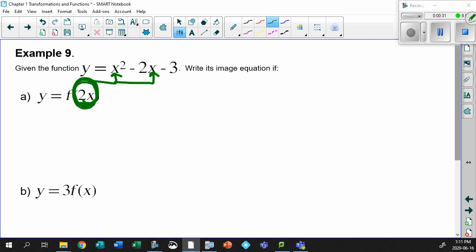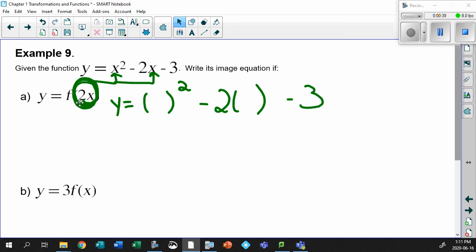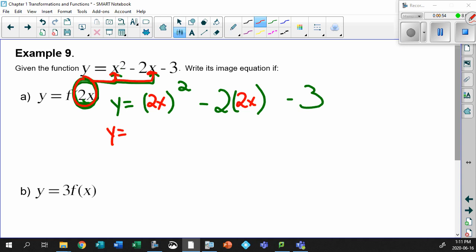What does this mean? Watch. y equals 2, that's blank squared minus 2 blank minus 3. Wherever the blanks were, because remember, this has to go in where every x was. It's a replacement. So guess what? That's now 2x. That here is now 2x. Lovely. I see it. So y then becomes, well, take this whole thing and square it. So that becomes 4x squared.